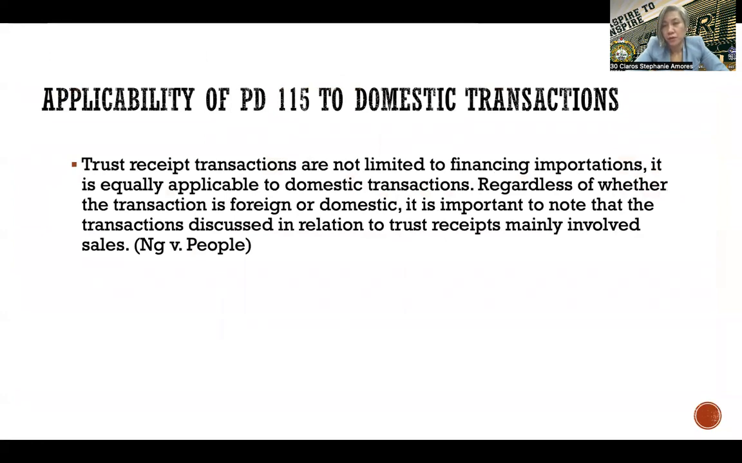So even if the trust receipt transaction is designed for importation, it can also apply to domestic transactions. Regardless of whether the transaction is foreign or domestic, it is important to note that the transactions discussed in relation to trust receipts mainly involve sales. So it covers sale transactions that are purely domestic. This is pursuant to the ruling in Nang versus People.